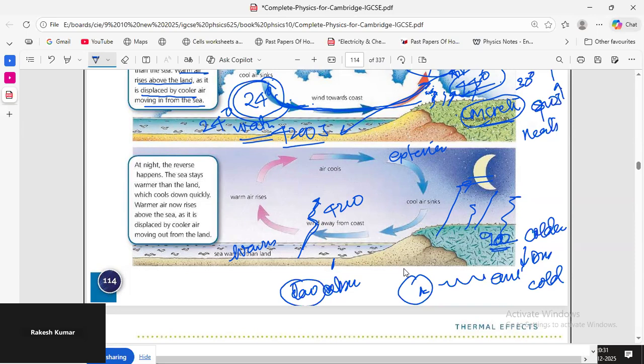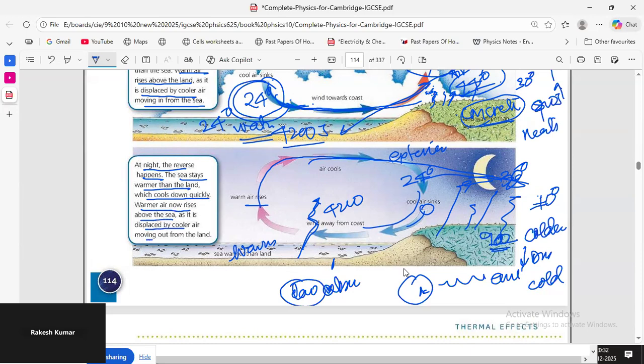Then the opposite happens. The warm air from the sea rises and goes up, and the cold air comes from the land. So even though it should have been very cold at night, 10 degrees, it actually stays around 25 degrees because the air is coming from the sea. At night the sea stays warmer than the land, which cools down more quickly, and warmer air rises above the sea as it is displaced by cooler air moving out from the land.